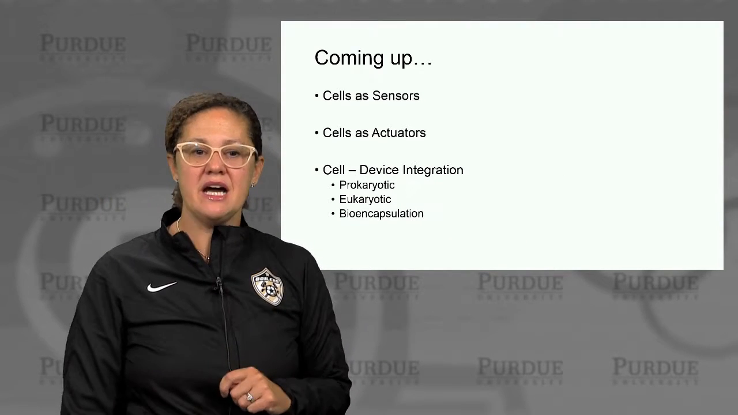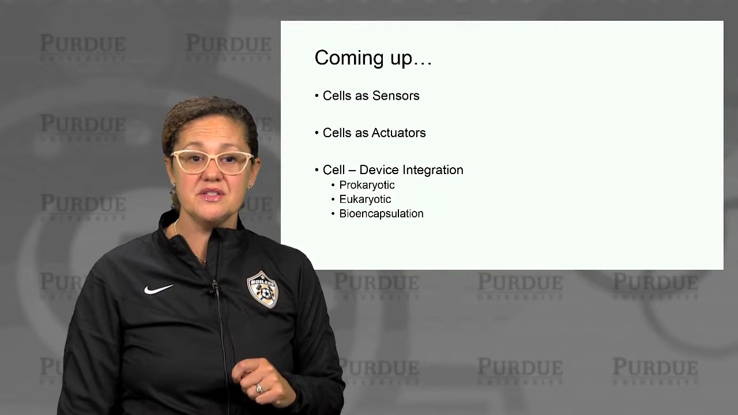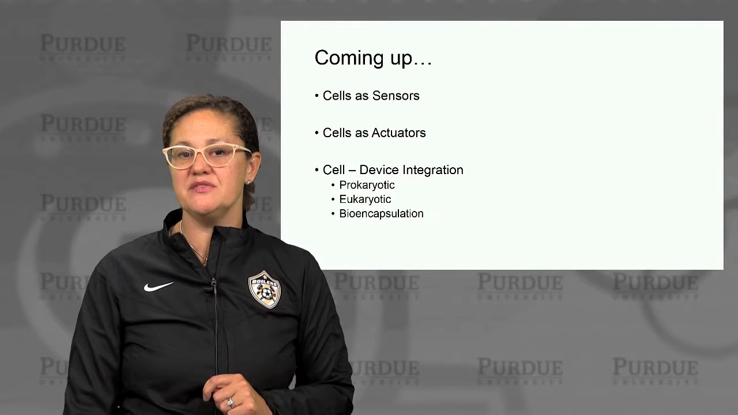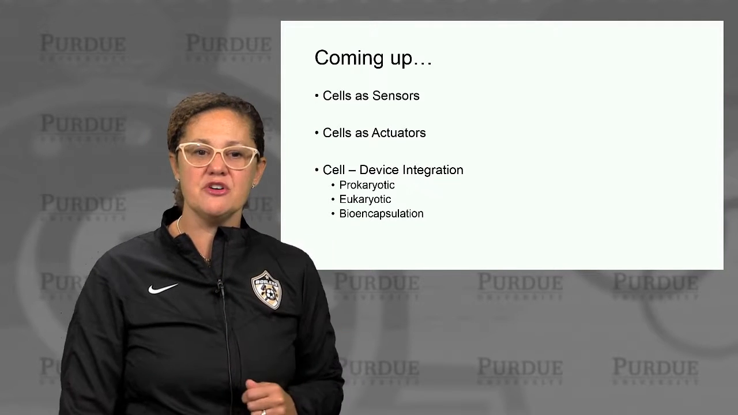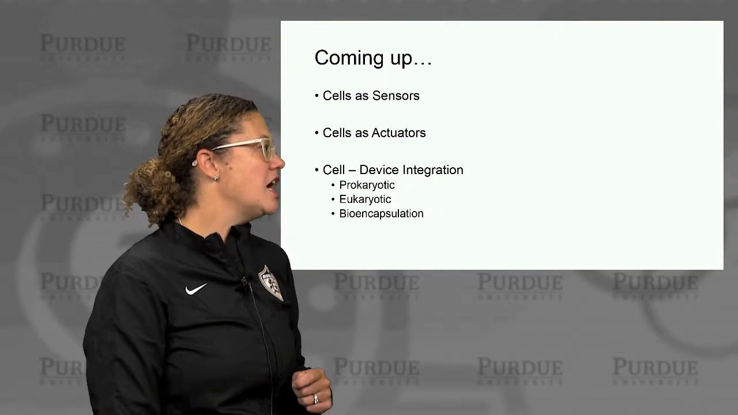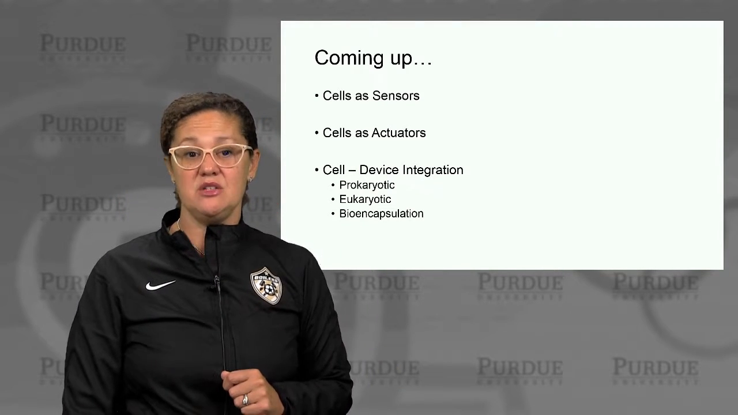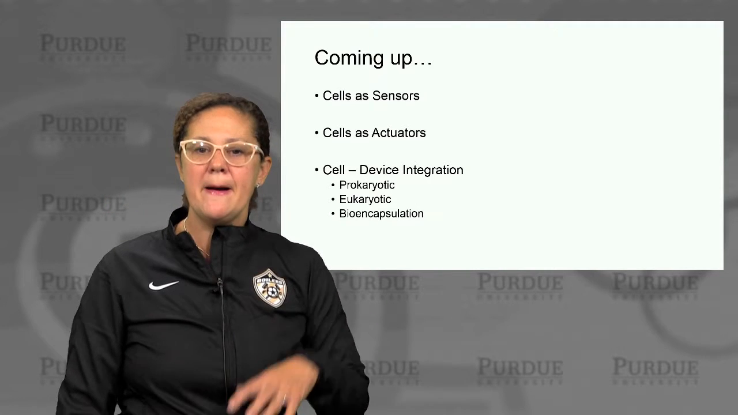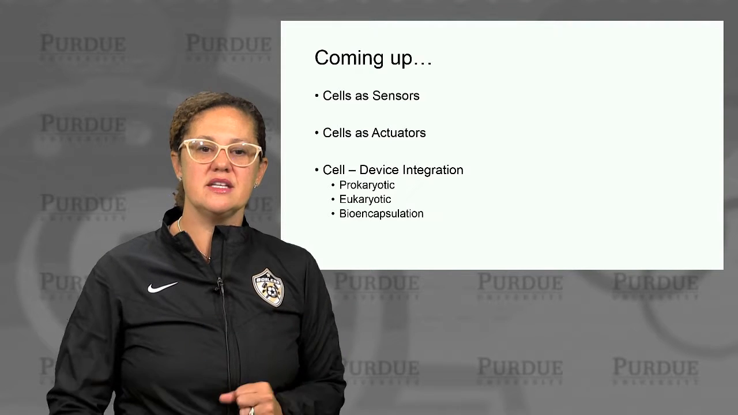Okay, so coming up, we're going to move into talking about cells as sensors, and then we'll move on to actuators and talk more about cell-device integration. Here we'll also bring back in our bacterial friends and the prokaryotes and talk about their integration in devices, as well as continuing our discussion on eukaryotic cells and mammalian cells, and talk a bit about bioencapsulation and how we integrate these cells into devices in a broader sense.